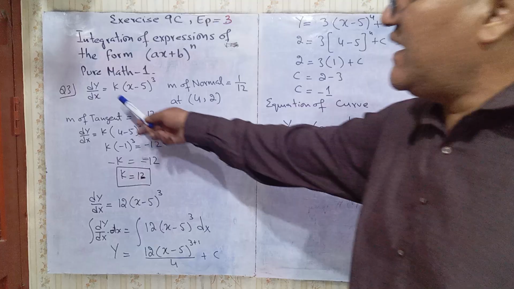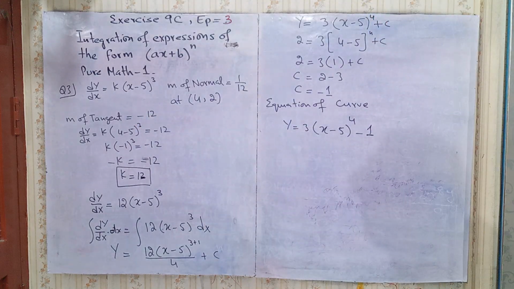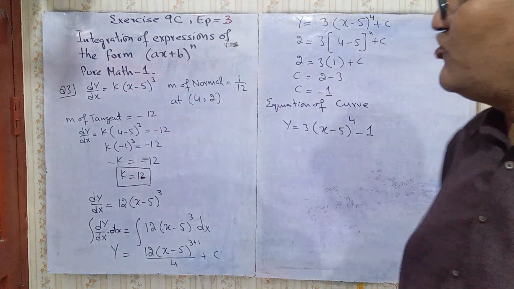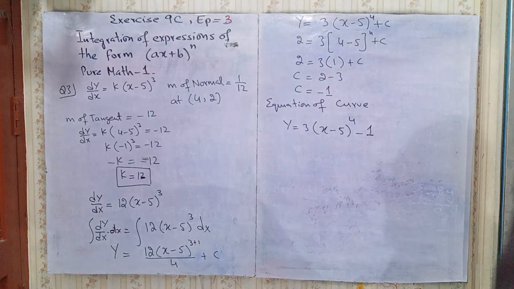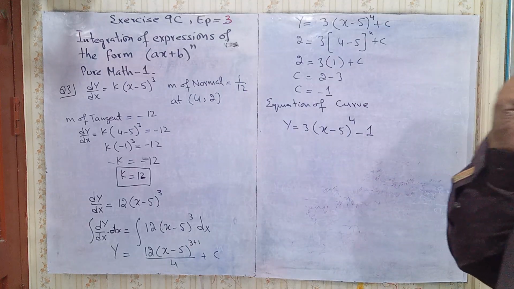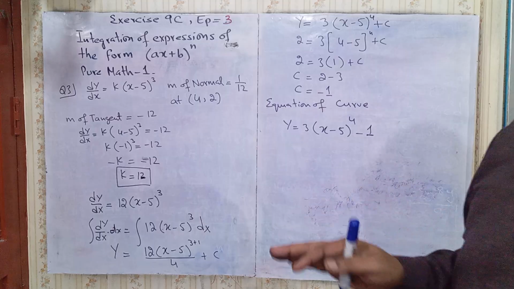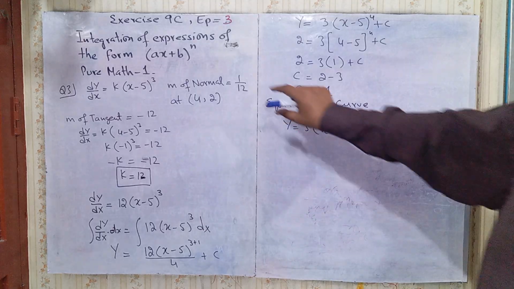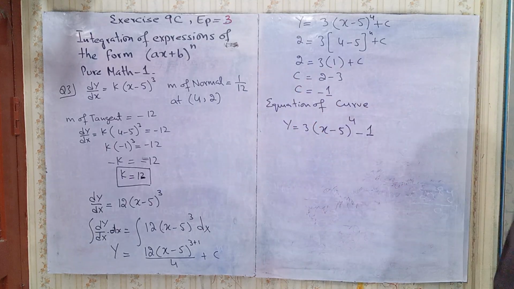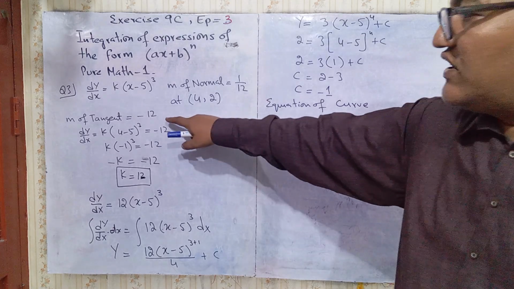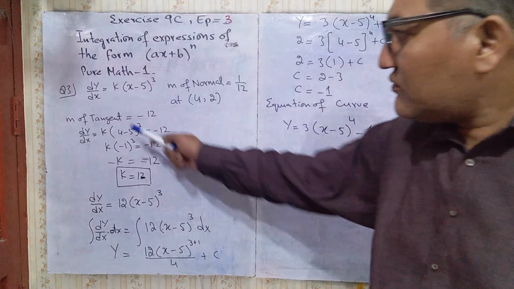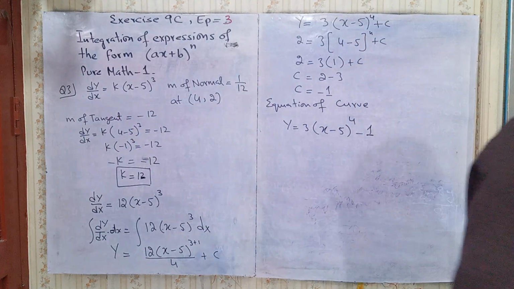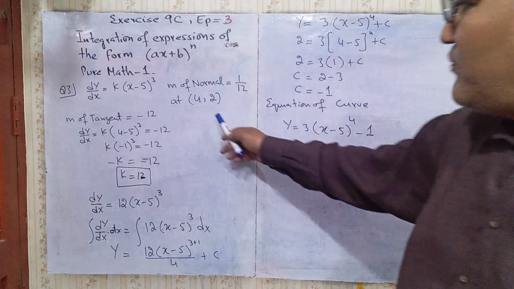It is given that dy/dx equals k(x minus 5) whole raised to power 3, where the gradient of the normal is 1/12 at the point (4, 2). If the gradient of the normal is 1/12, the gradient of the tangent at that point will be the reciprocal of this gradient with the sign changed. So the gradient of the tangent will be minus 12, because the normal and the tangent are perpendicular to each other.